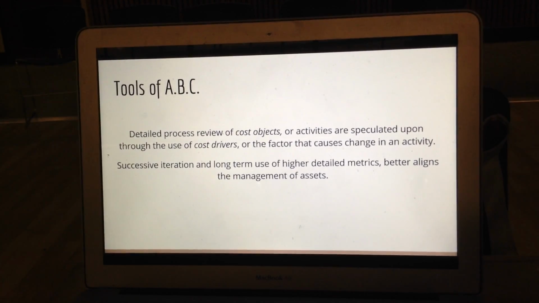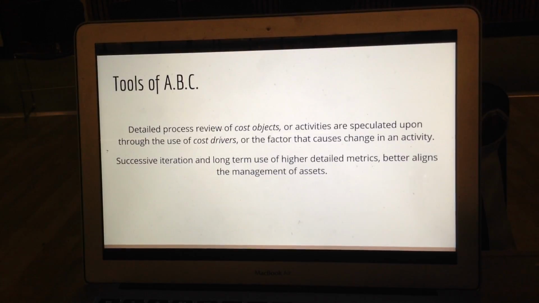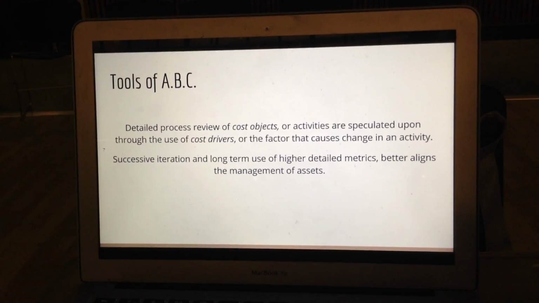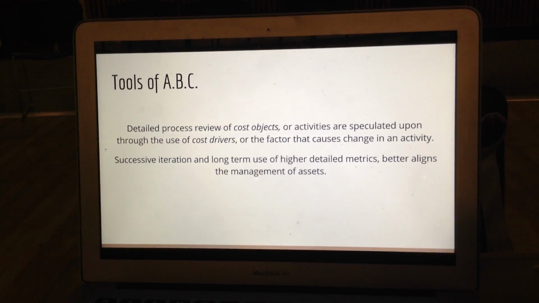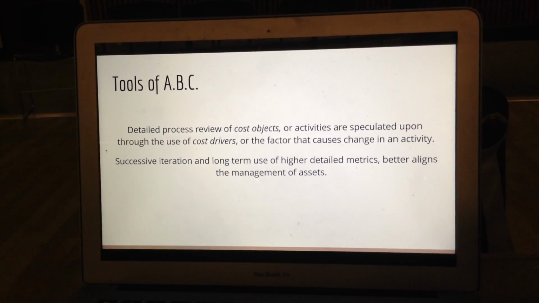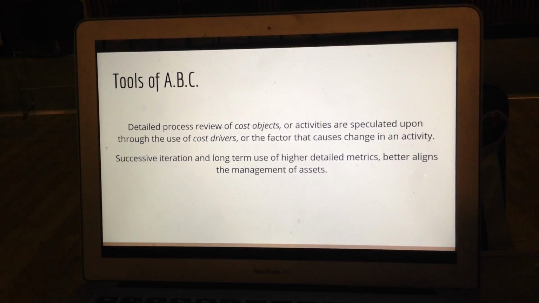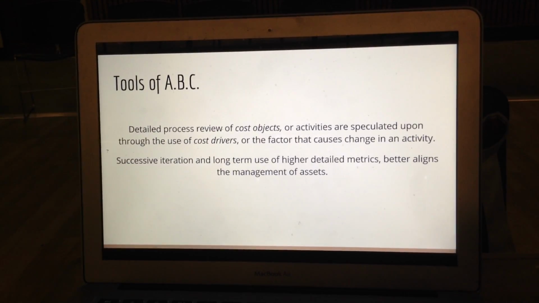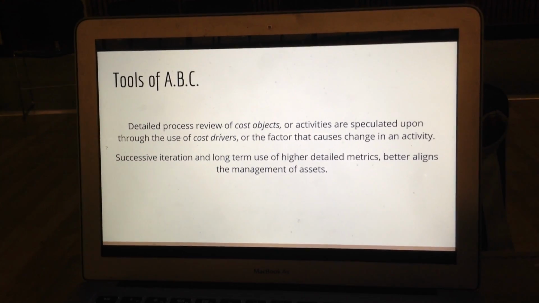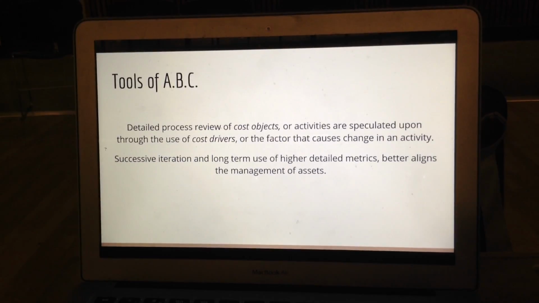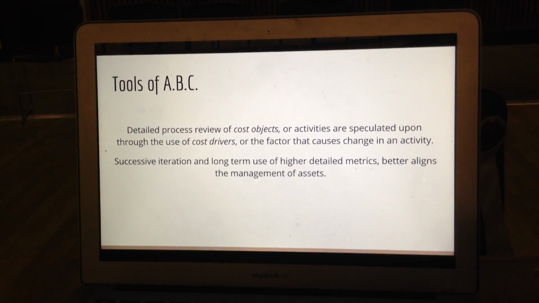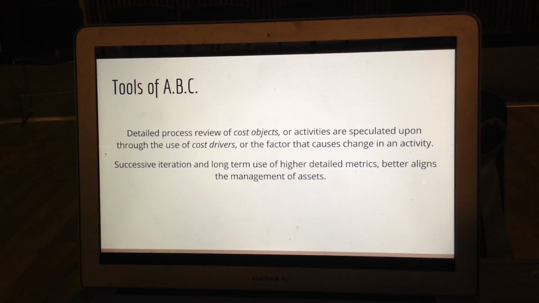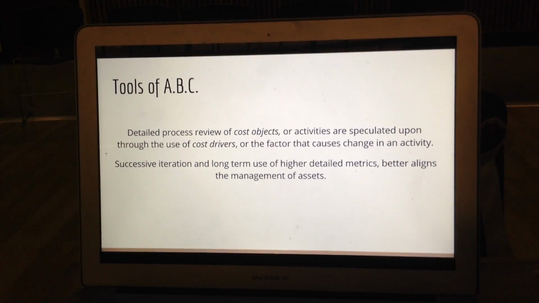Successive iterations or long-term use of this activity-based costing system is going to give you better results. You're going to have less possibility of error introduced in short-term analytics. So it's very much recommended that this is implemented for longer than 5 years to get a good use of activity-based costing for your product, for your services.